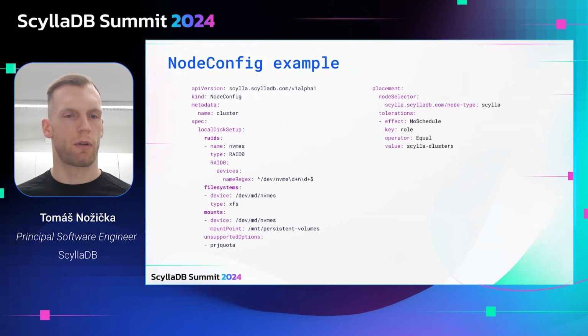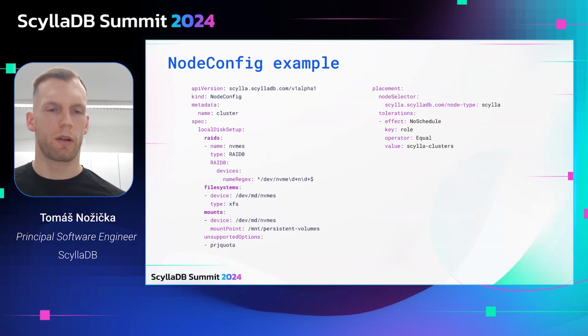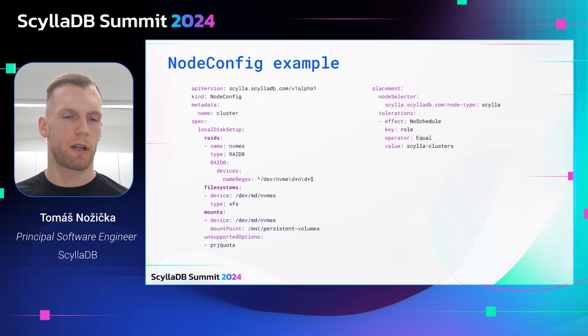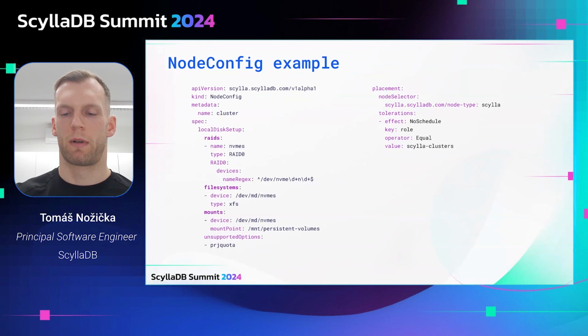So here's an example of how you would use it for a local disk setup. Here you can see it defines one RAID array of type 0, and it tells it take all the disks that match this regex and make a RAID 0 out of them. Then you define on this RAID array, I want an XFS file system to be created, and I want it mounted to /mnt/persistent volumes, which is where the local volume provisioner would expect it to be.